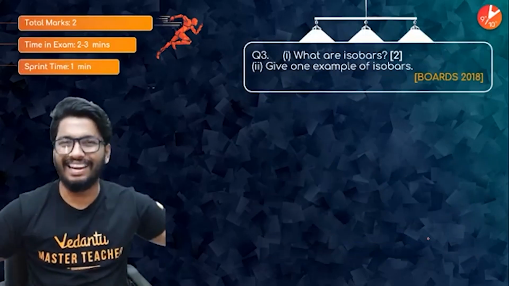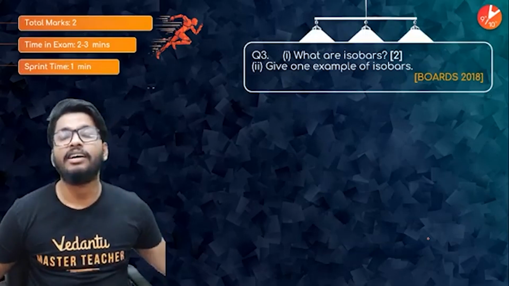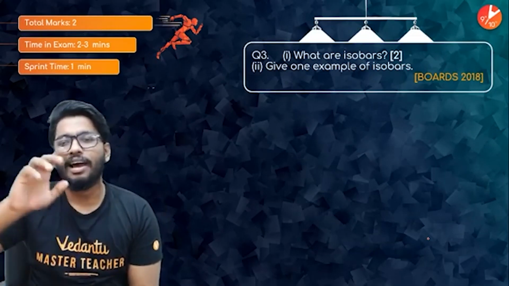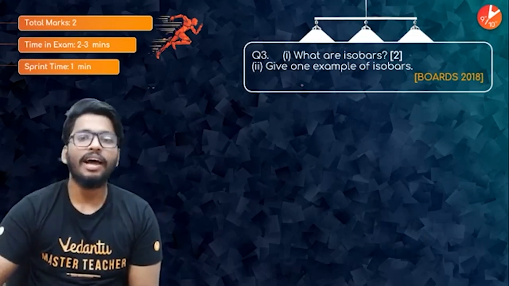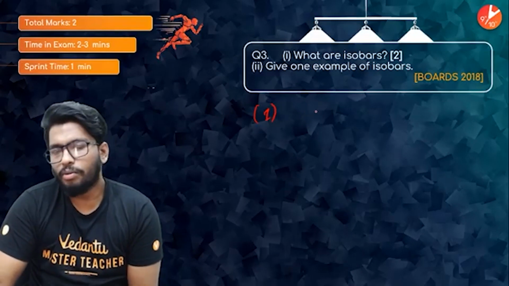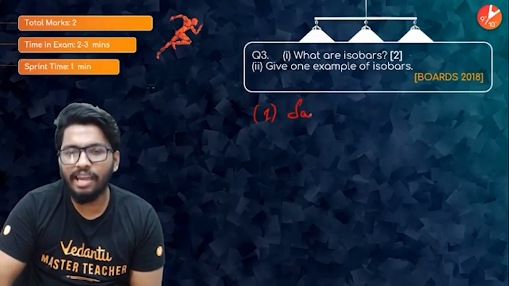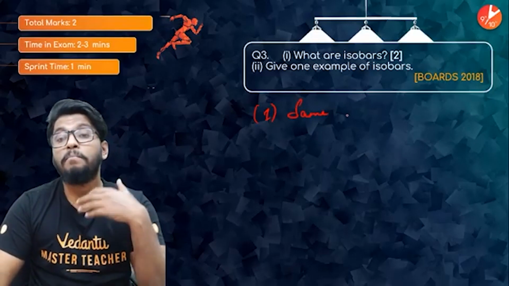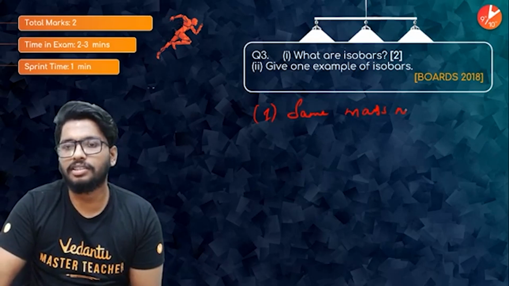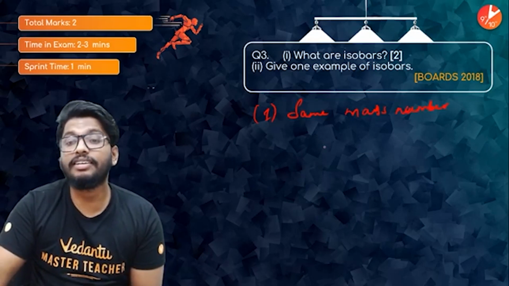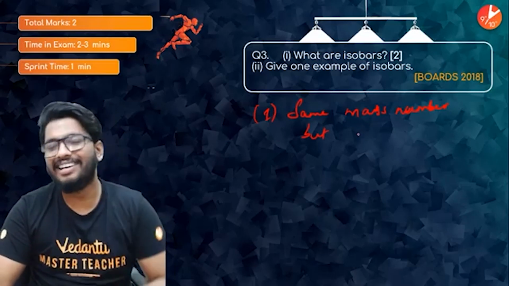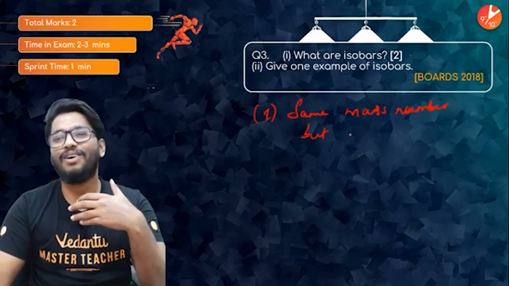Third question, 2018 board exam, a 2-mark question yet again. 2 to 3 minutes in your exam, you will do it in less than 1. The question is, what are isobars, and give one example of an isobar. Isobars are 2 or more elements with the same mass number, or you can say same atomic mass, but different atomic number. So that is what is called an isobar.